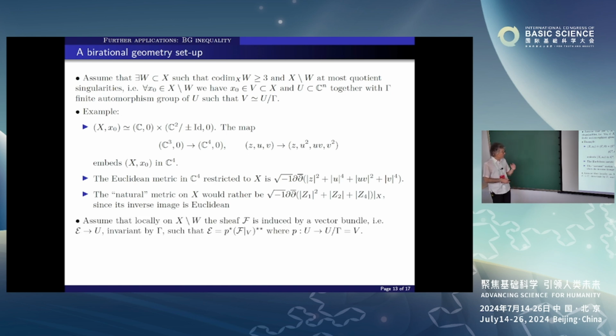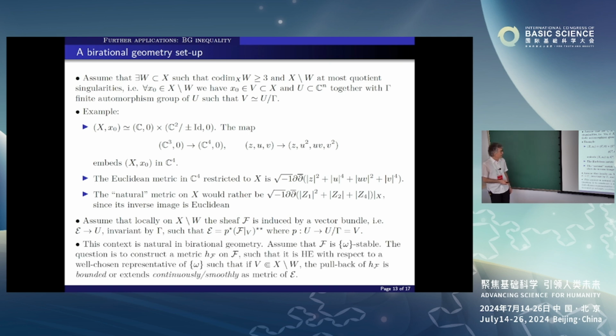So now let's assume that in the complement of this high codimension set, our sheaf F has this additional structure: it is induced by a vector bundle. This just means that when you restrict F to the locus where it's a vector bundle, this can be extended to a vector bundle on U. Well, this is the technical way of expressing it. And let me just say that such a context is natural in birational geometry.